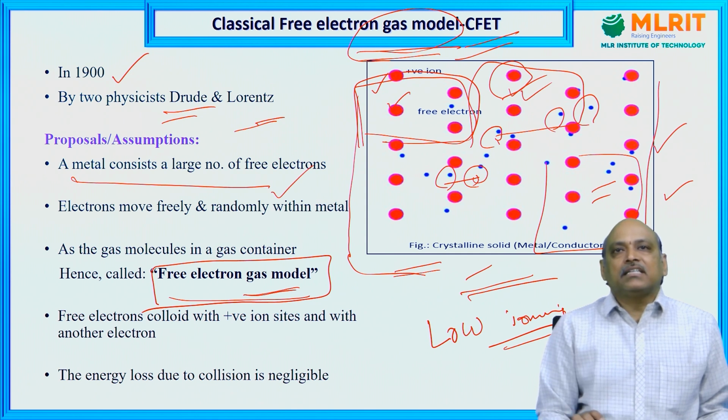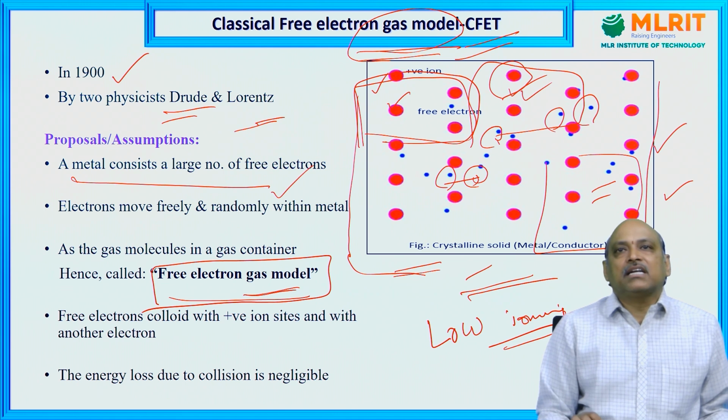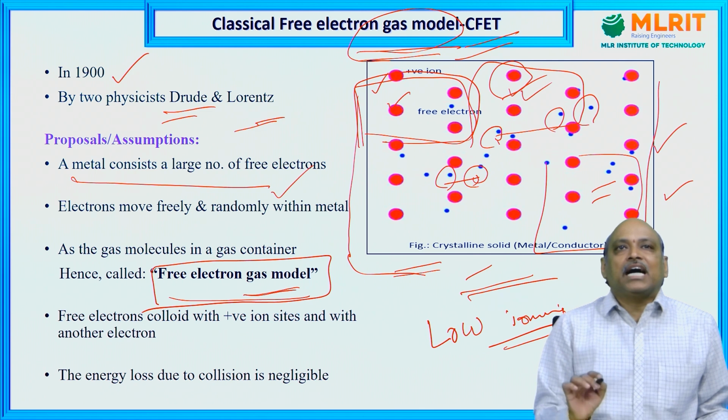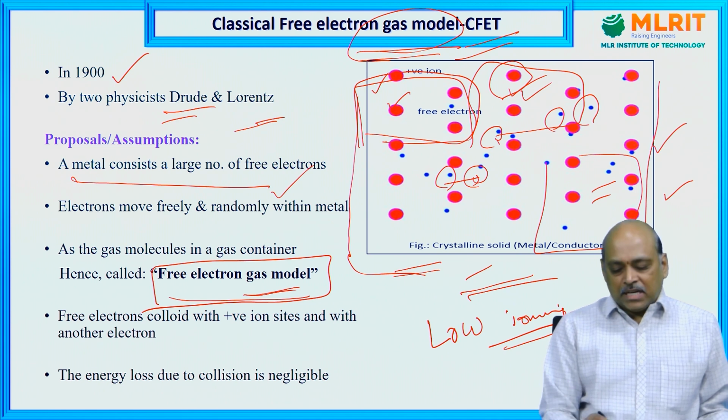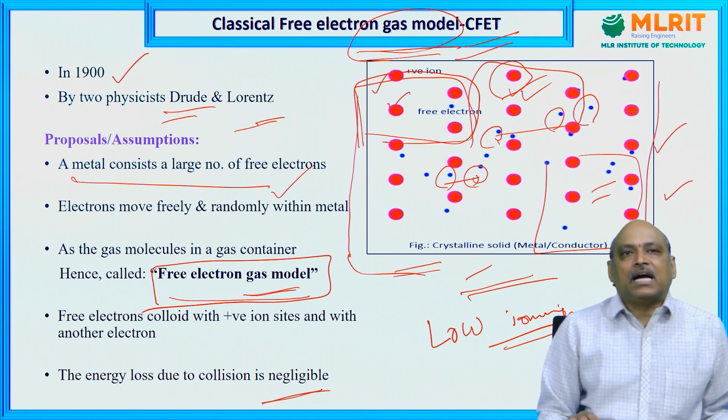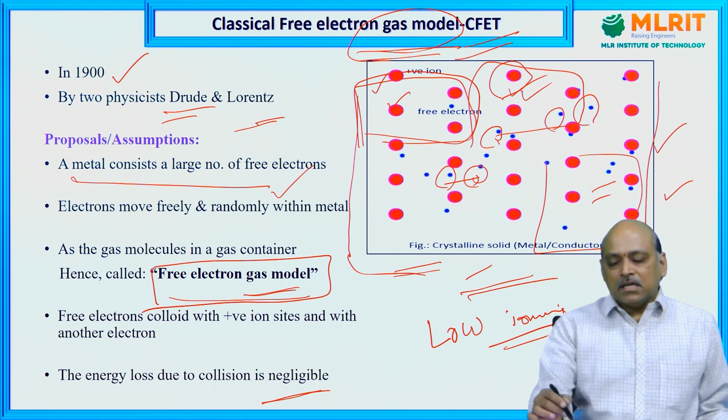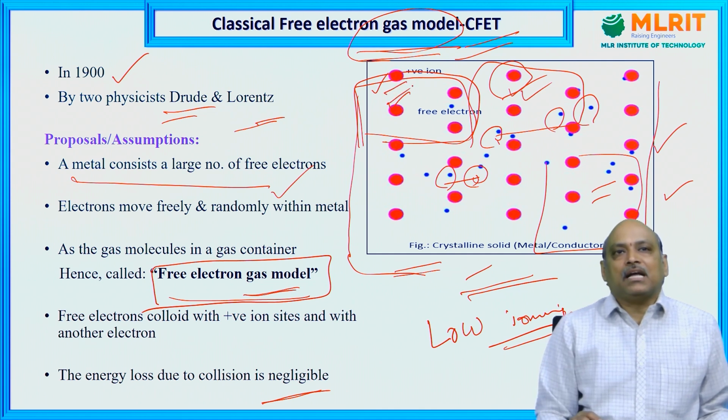So overall we can say that a metal consists of a large number of free electrons, and all these free electrons can move freely and randomly within the metal. Their freeness is equivalent to the freeness of gas molecules in a container. The collision between one free electron and another is almost negligible, and all the positive ions are immobile. In this way, they proposed one theory.